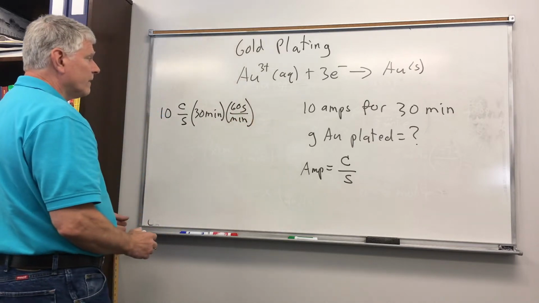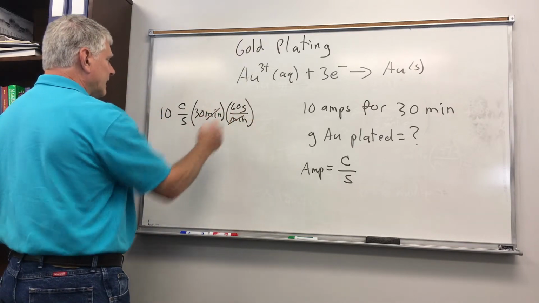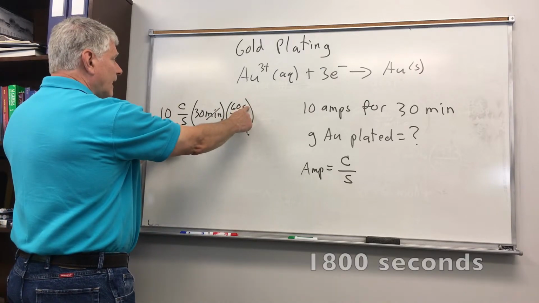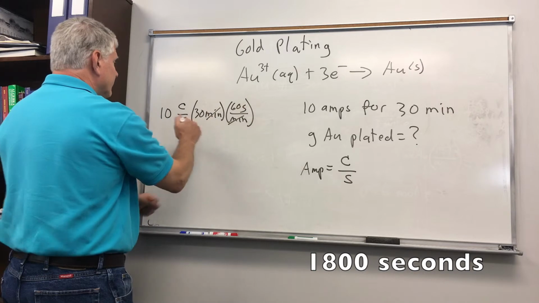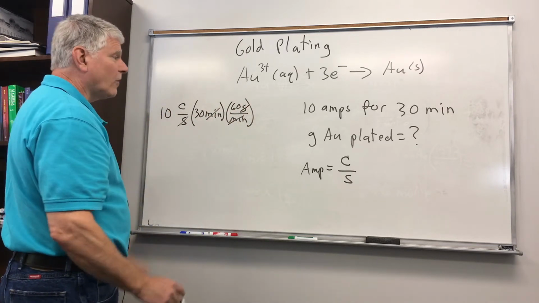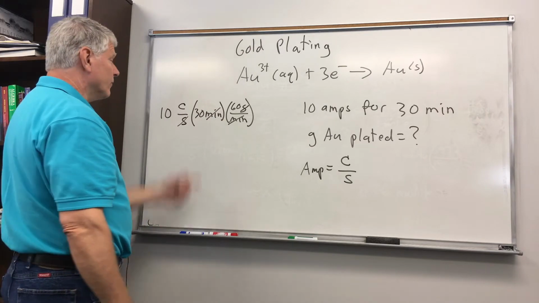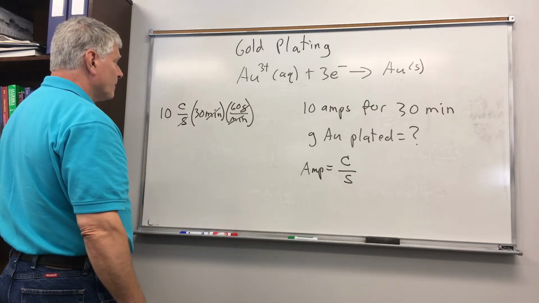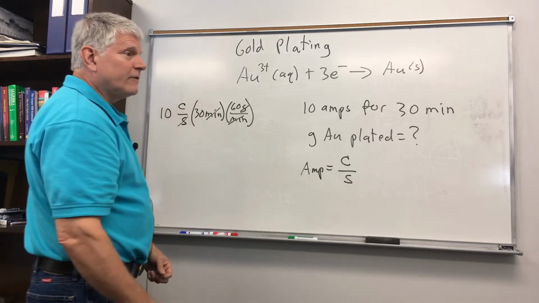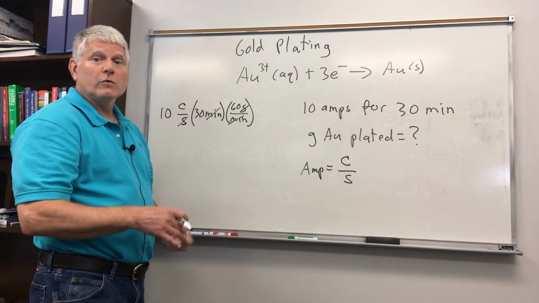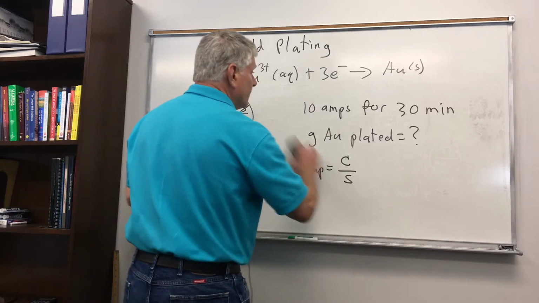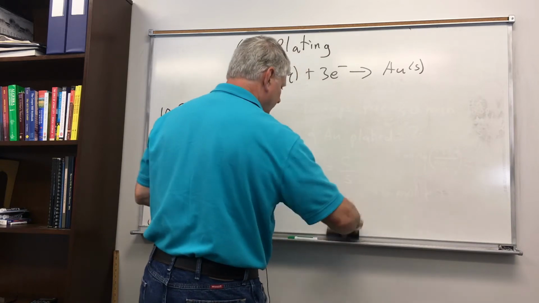So I've converted 30 minutes to seconds, so minutes cancels. So I have 10 coulombs per second of current times the time, which is 60 seconds. You'll see that seconds will cancel, and I'll just get the total amount of charge that has been transferred in the reaction. And so this will be coulombs of charge, and Faraday's constant will convert coulombs of charge into individual electrons. So I'm going to erase this so I have room.